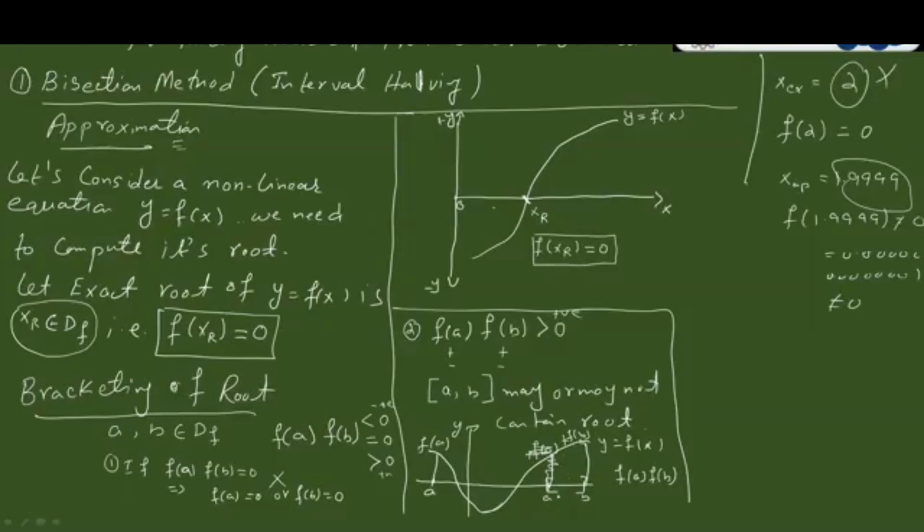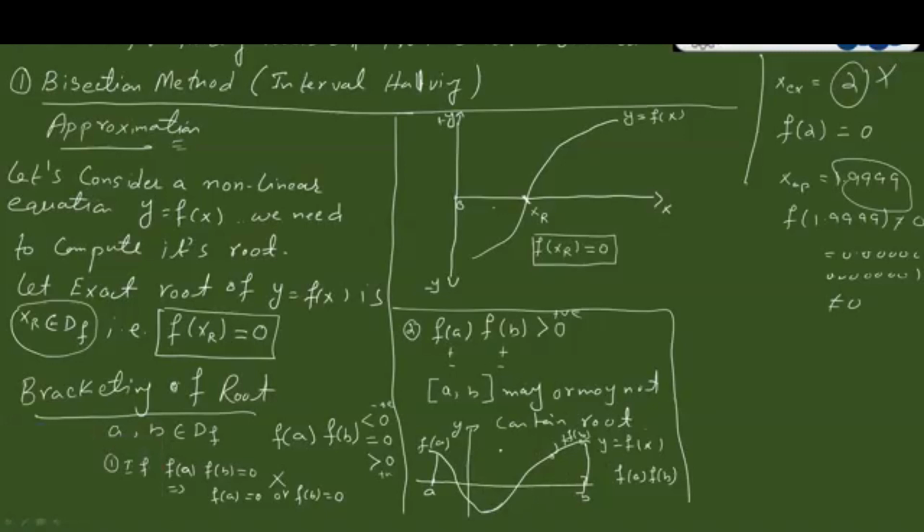Now, let me remove this so that it is quite clear. So now I have chosen a point somewhere there. It is up to us because we have to bracket the root. We have to say, okay, there exists a root in this interval, but we don't know where it is lying.